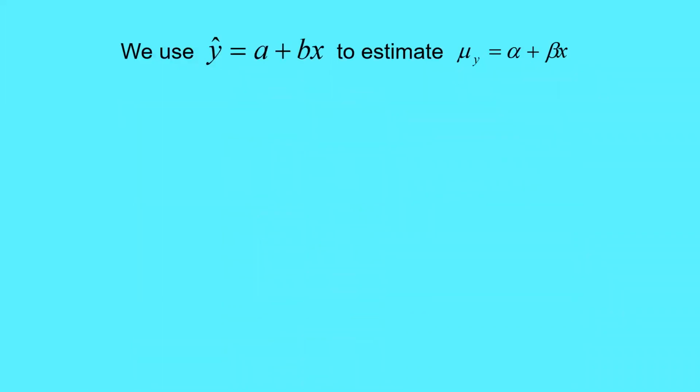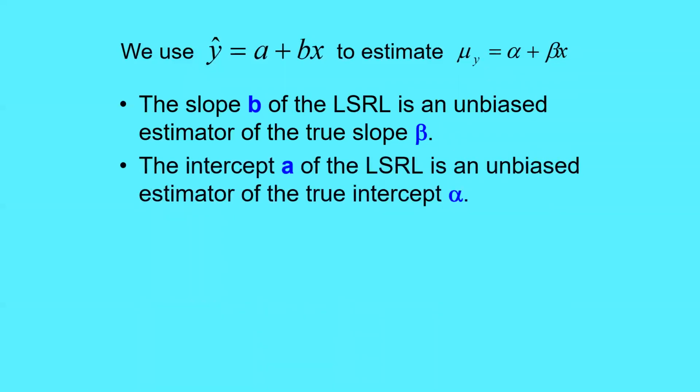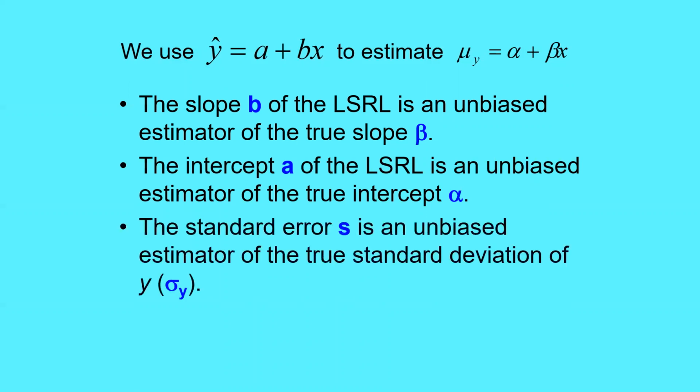So we use y hat, the predicted y's, equals a plus bx to estimate your population mean of the y's, which equals alpha plus beta x. The slope b of the least squares regression line is an unbiased estimator of the true slope beta. Remember, unbiased means that your sample matches the population. The intercept a of the least squares regression line is an unbiased estimator of the true intercept alpha. And the standard error s is an unbiased estimator of the true standard deviation of y, sigma y.